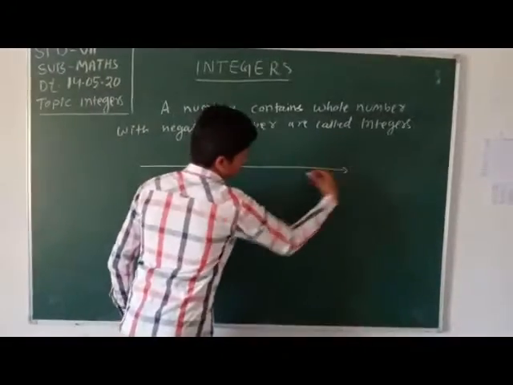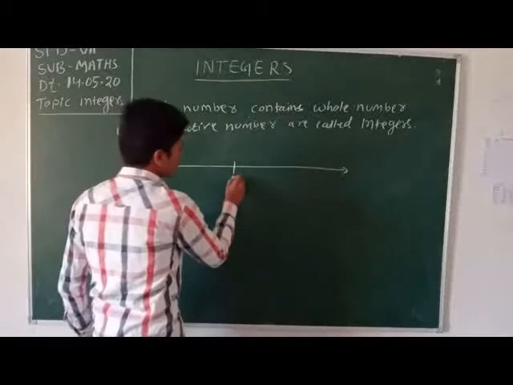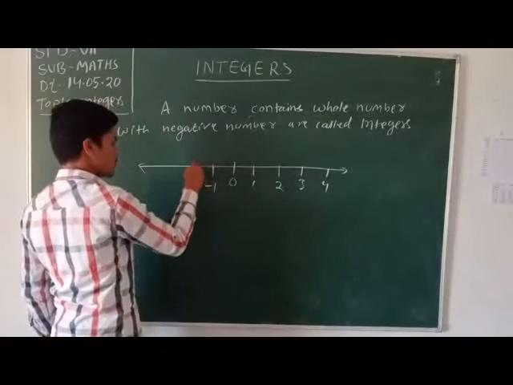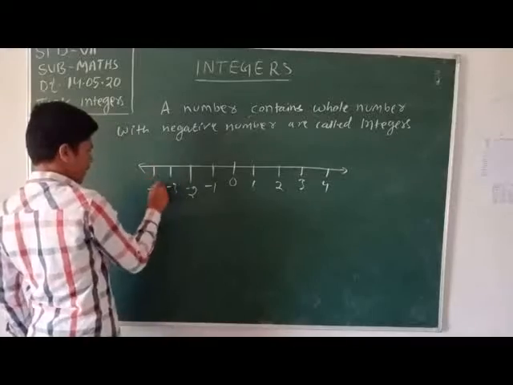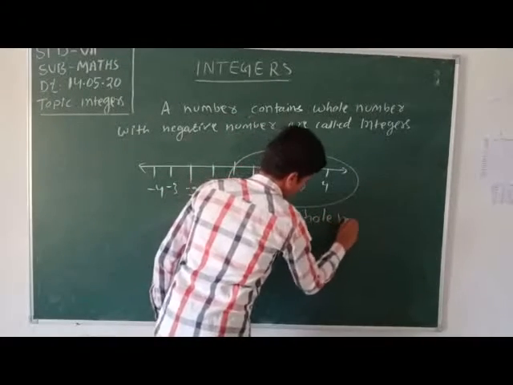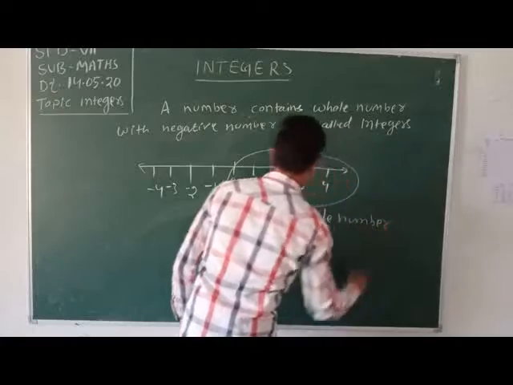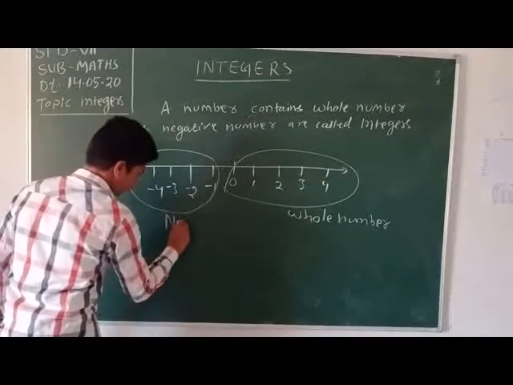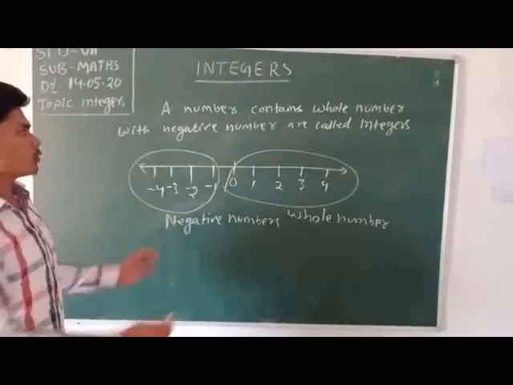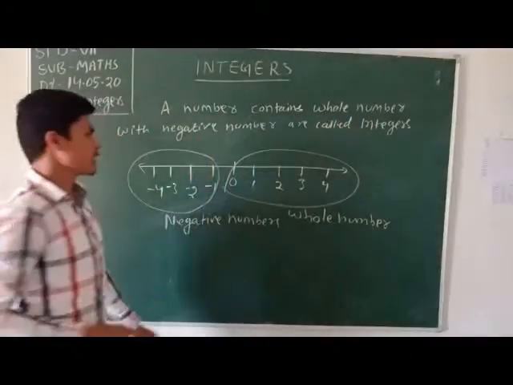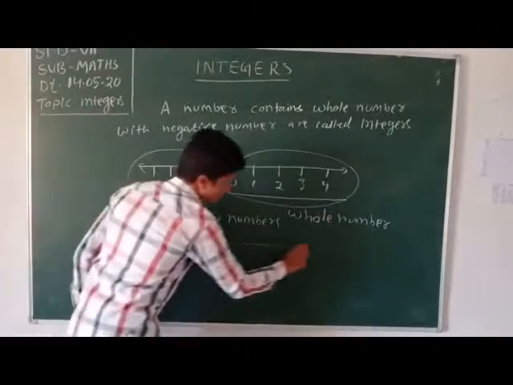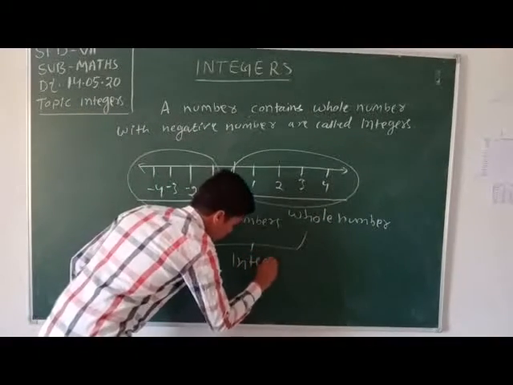How do we represent the integers using a number line? Here 0, 1, 2, 3, 4, and minus 1, minus 2, minus 3, minus 4. Look here: this part is whole numbers and this part is negative numbers. Both together contain whole numbers with negative numbers. From 0 to 4 are whole numbers and these are the negative numbers. Both are called integers.